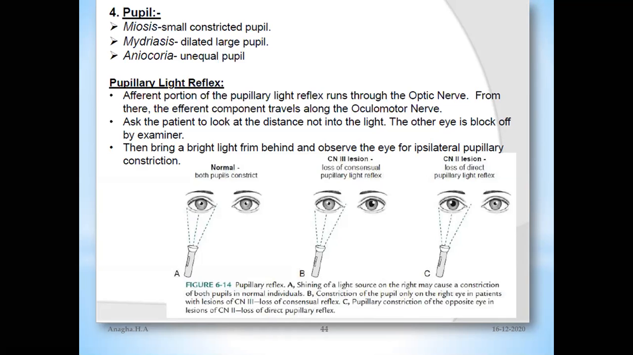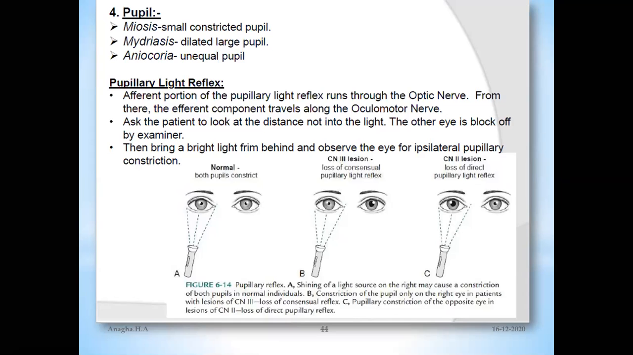Ask the patient to look at a distance and not into the light. As with the visual field, we read just now that the patient has to look straight into the examiner's eyes. Here, we are not looking straight at the light, but looking at a distance and not into the light. The other eye is blocked off by the examiner. Then bring a bright light from the side and observe the eye for ipsilateral pupillary constriction.